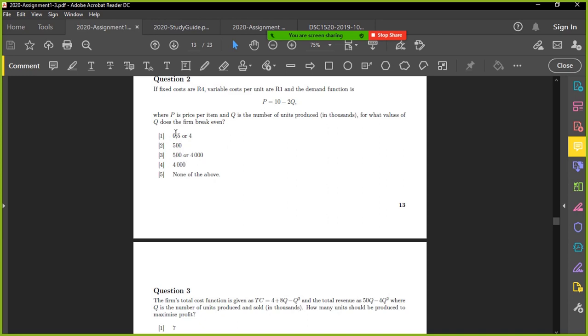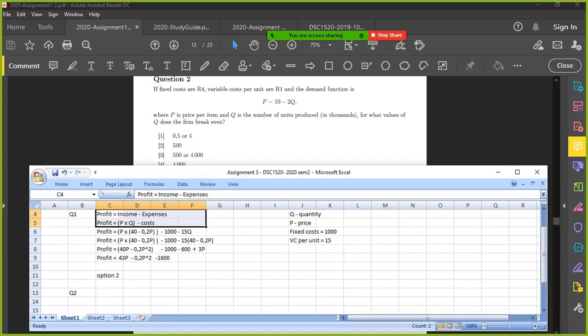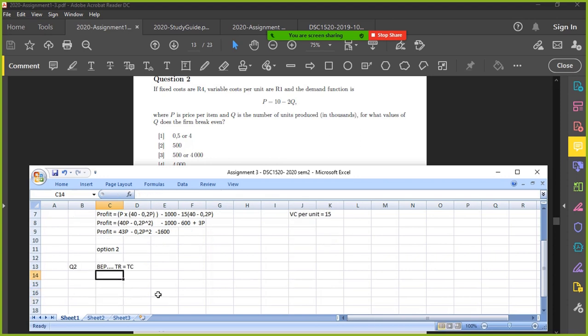Here I can see you've got a few different variations of it. What values of Q does the firm need to break even? Again, this is more economics or accounting. Break-even point, BEP, is where your total revenue equals your total cost. In other words, you don't make any profit. Does that make sense? So if your total revenue equals your total cost, you're not going to make any profit.